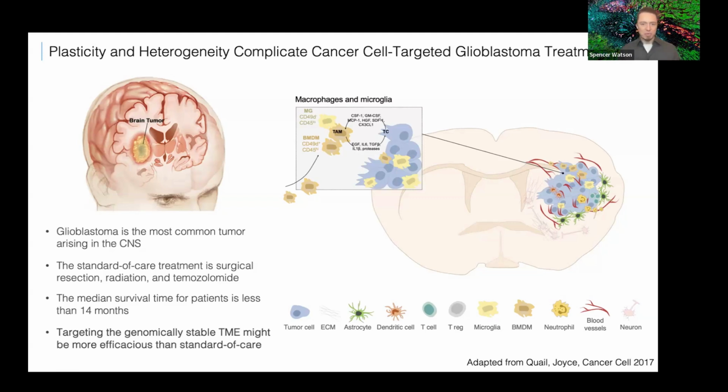What makes this such a challenging disease to treat is the huge amount of plasticity and heterogeneity that exists within the tumor cell population. That's really going to complicate any treatment that's trying to specifically target just those cells alone. So this is why a lot of the field is moving towards also targeting the more genomically stable tumor microenvironment, in particular the immune component of the microenvironment. We have lots of trials ongoing now to target T cells and dendritic cells.